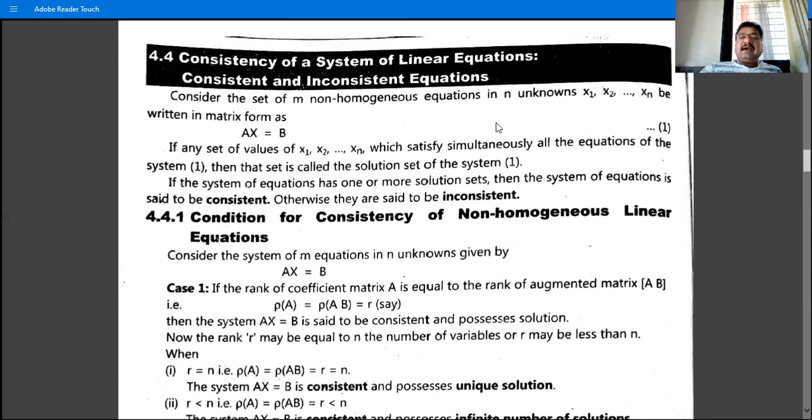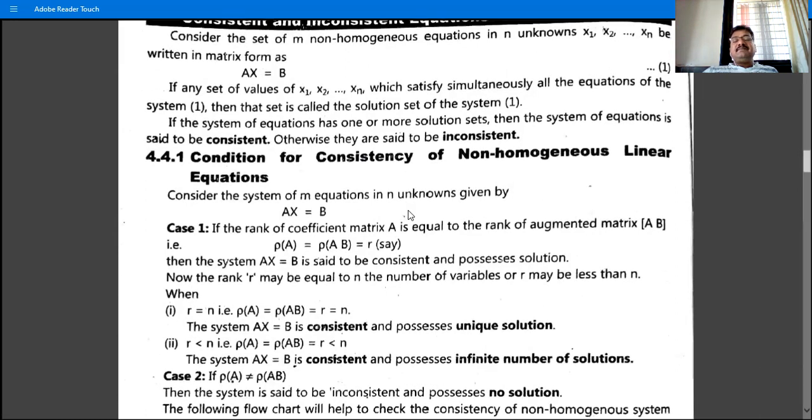If the system has at least one solution, then the system is called consistent. And if the system has no solution, then we say that the system is inconsistent. That is, if the system of equations has one or more solutions, then it is said to be consistent. Otherwise, the system is called inconsistent. So, when the system has at least one solution, that is one or more solutions, the system is called consistent. Otherwise, if the system has no solution, we say the system is inconsistent.